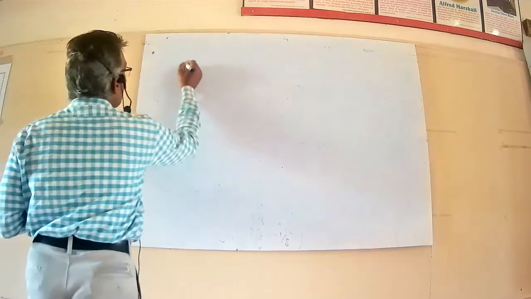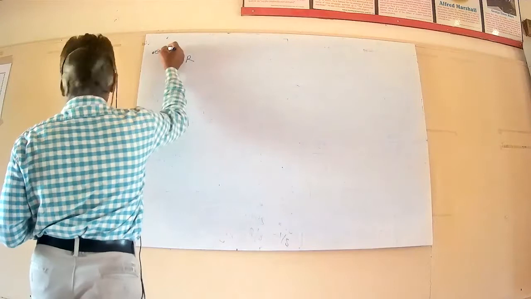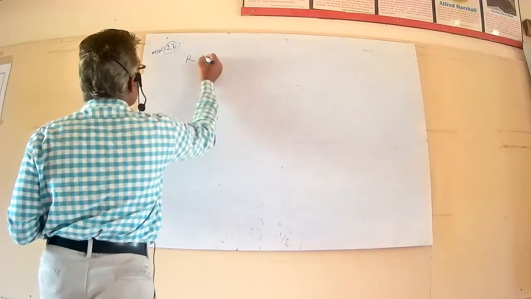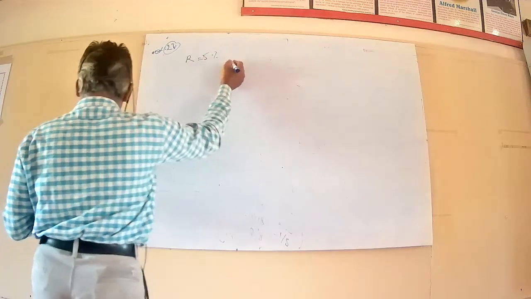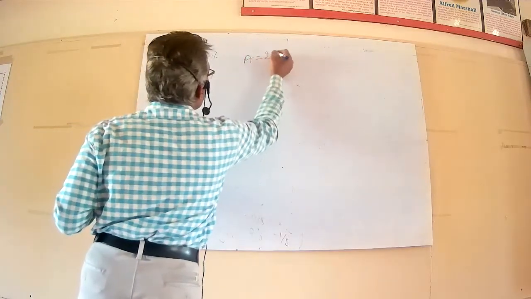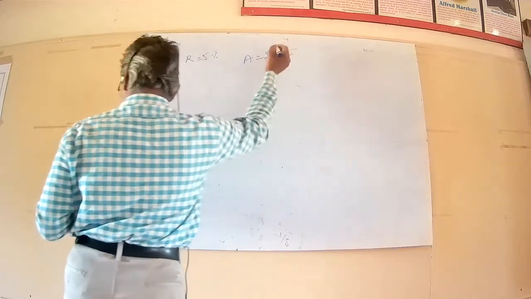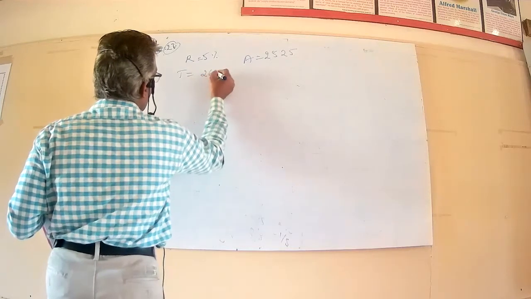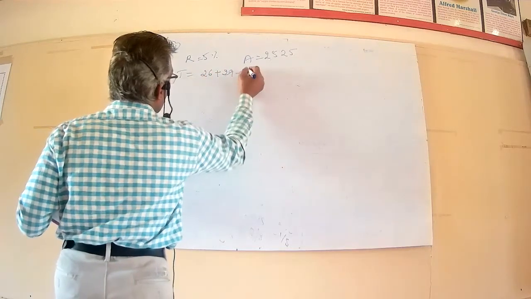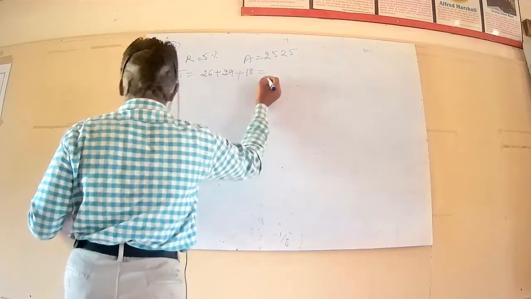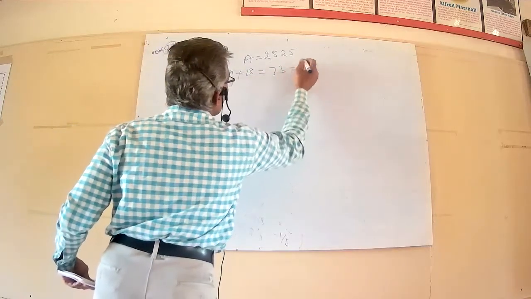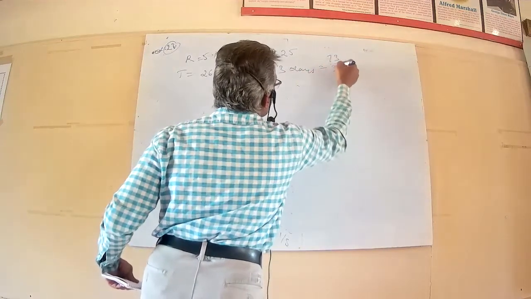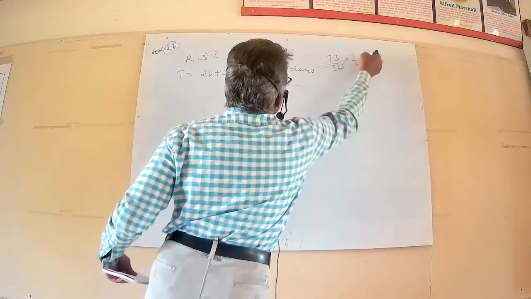So here is example number 23. R equal to 5%, and A equal to amount is given, 2525, and T equal to... in January 26 days, in February 29 days, and March 18 days. So altogether you have 73 days, that is equal to 73 divided by 365 year, equal to 1/5 year.